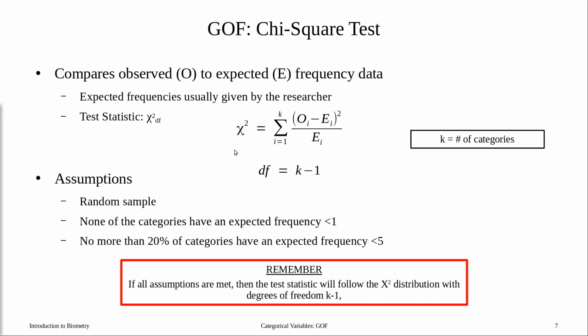Our degrees of freedom for this test is the number of categories minus 1. And we'll come back to this because if we're doing a goodness of fit test where we estimate something from our data, we're going to actually have 1 less degree of freedom, or perhaps 2 less.